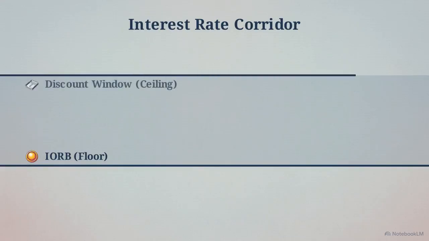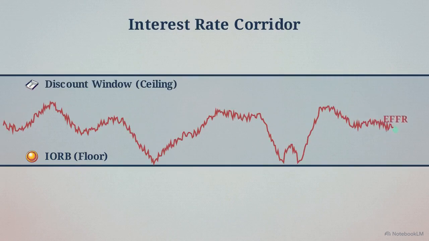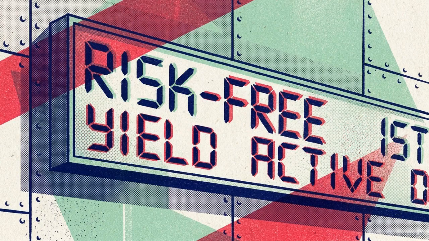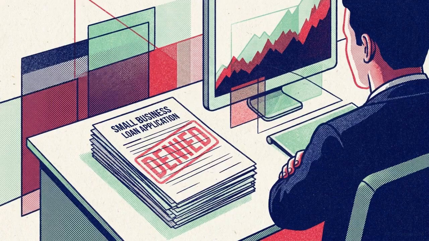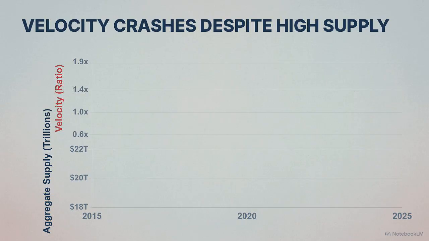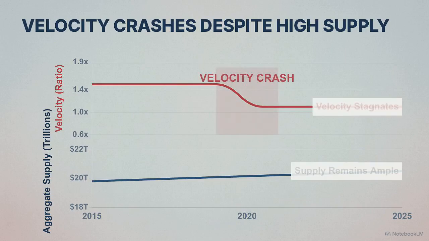They established an interest rate corridor. The floor is the interest on reserve balances, or IORB. The ceiling is the discount window. The effective federal funds rate is engineered to float securely between them. By adjusting the IORB, the Fed pays commercial banks a high, risk-free yield simply to park their reserves. If a bank can earn a guaranteed 5% doing nothing, they have zero incentive to take on the risk of lending to the real economy at anything less. The Fed no longer drains the quantity of money to stop inflation. It essentially pays banks not to lend, severely crashing the velocity of money without shrinking the aggregate supply.